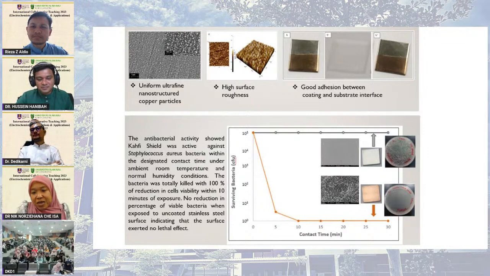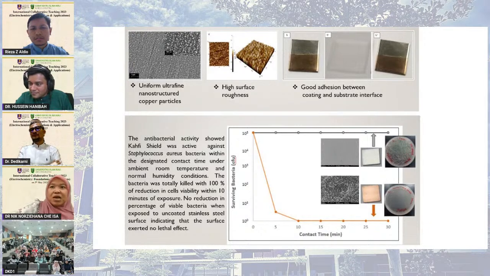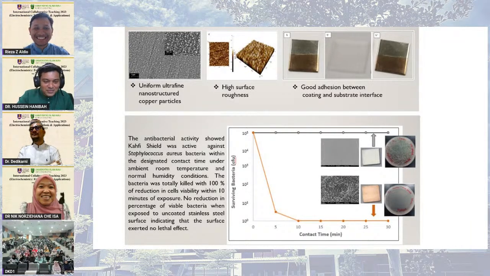That's why it is very important to make sure that the water does not interrupt our process. Let's say if we apply too large a voltage, the water can also be reduced, so for sure we cannot produce a coating with good adhesion between the coating and the substrate. Because you know the product of the water reduction, Dr. Hussein? Hydrogen gas, right? Yeah.